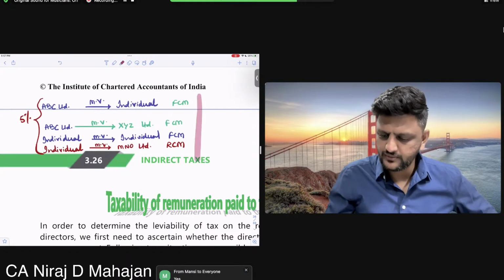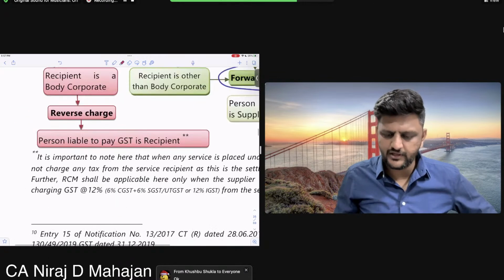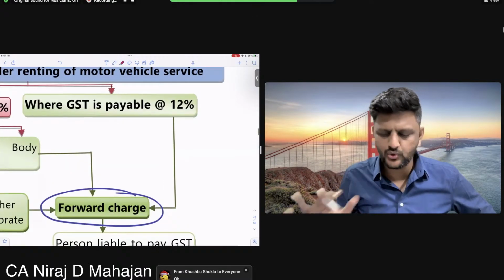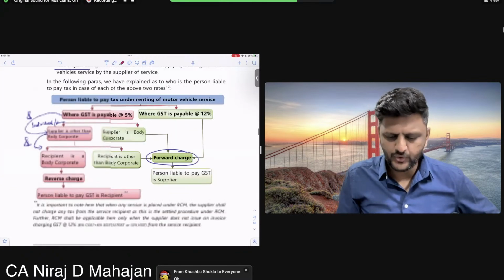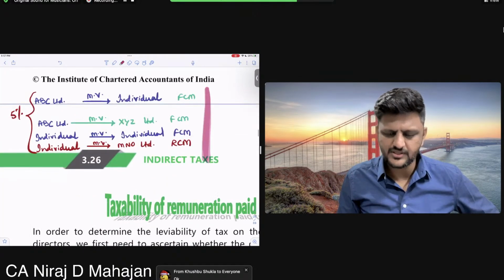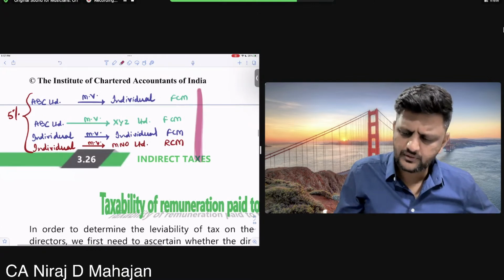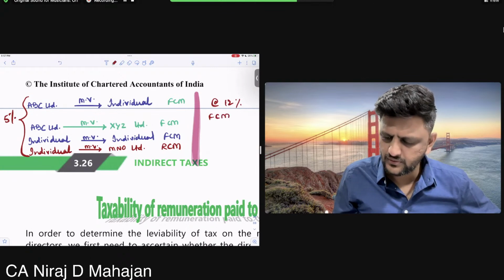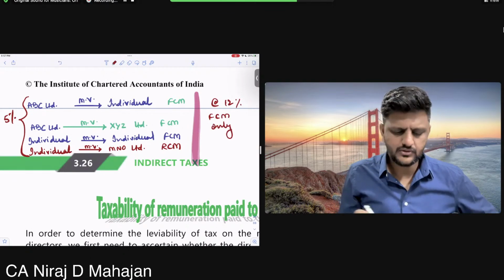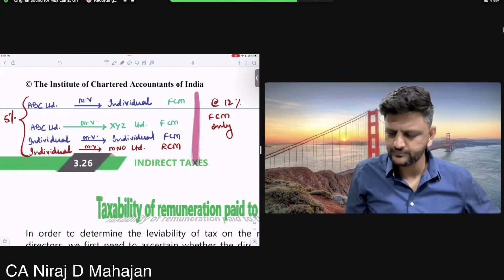Can you see in this table anywhere when you go from 12%, is it possible to reach RCM? Impossible. If you want, you can write down this example, just near that or around, whatever. So at the rate of 12%, forward charge only. So only this one is your unique.